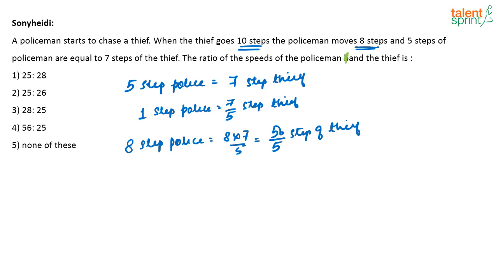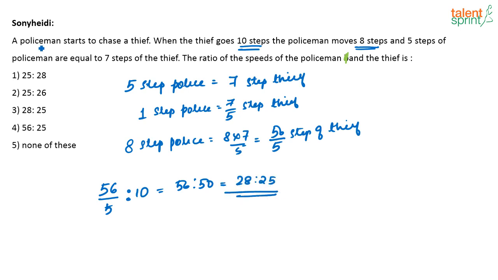What is it that I have to find out? I have to find out the ratio of the speed of the police and the thief. What is the ratio of speed of the police and thief? That is nothing but equal to the ratio of the distance covered by the police and the thief in the same time, right? Time has to be same, distance divided by time is speed. So the ratio of speed of the police to the thief is nothing but the ratio of the distance covered by the police and the thief in the same time. Or what is that here? 56 divided by 5 is to 10, or 56 is to 50, that is 28 is to 25.